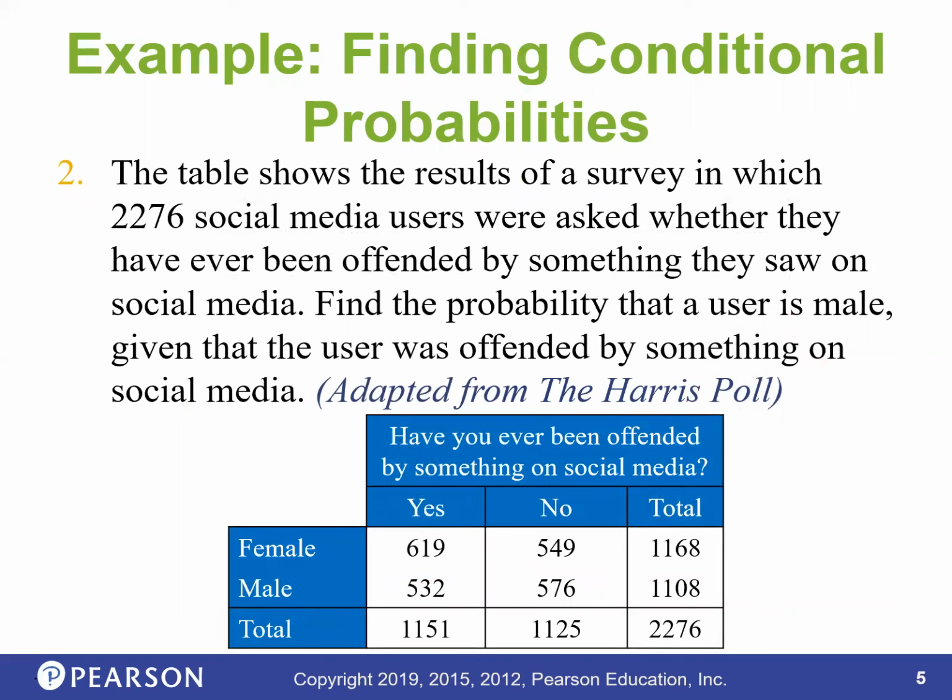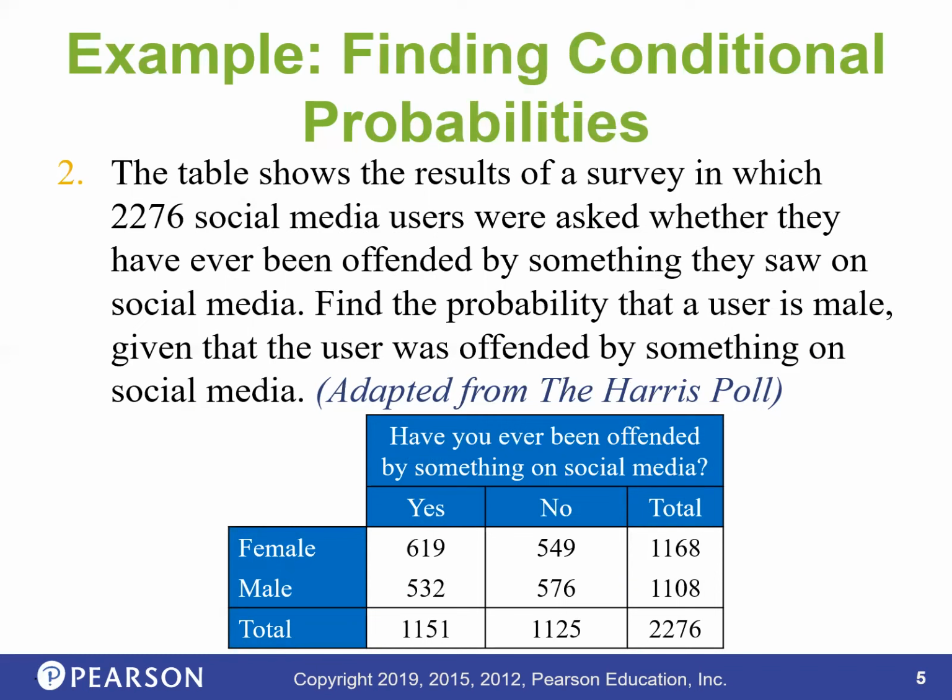Let's see, finding conditional probabilities. Here's a table. Here's where students start running away from the mathematics. But let's go through this together. The table shows the results of a survey. 2,276 people on social media were asked if they ever were offended by something they saw on social media. Find the probability that a user is male, given that the user was offended by something on social media.